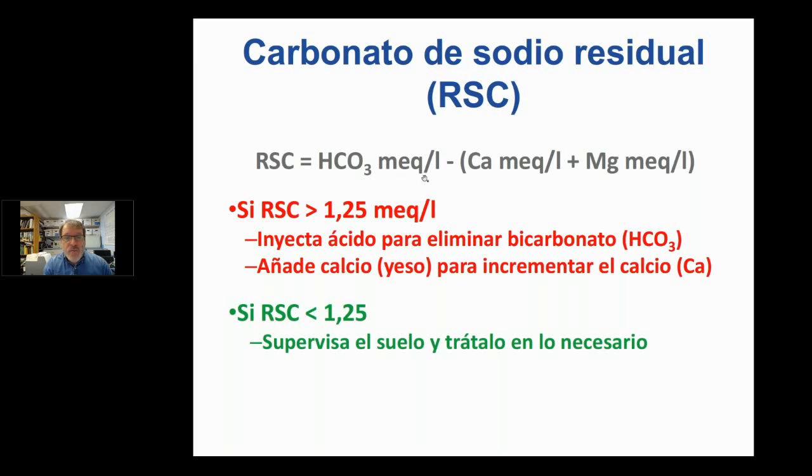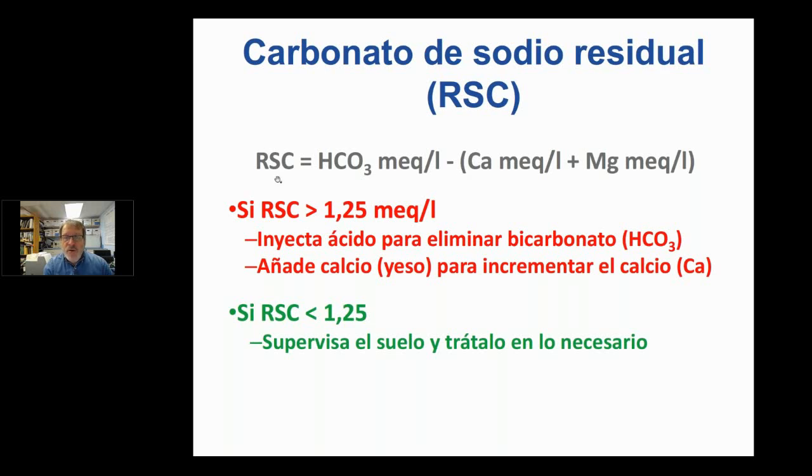and actually remove the bicarbonate. This is one of the few molecules in irrigation water that you can actually remove. If you treat with acid, this will form carbon dioxide and will just leave as a gas. So acid will remove the bicarbonate, and this equation will be more favorable, will reduce the residual sodium carbonate.